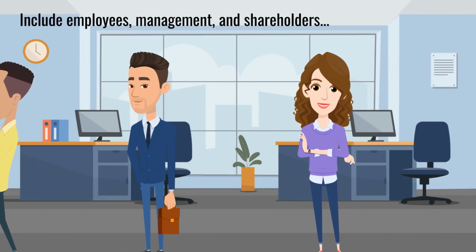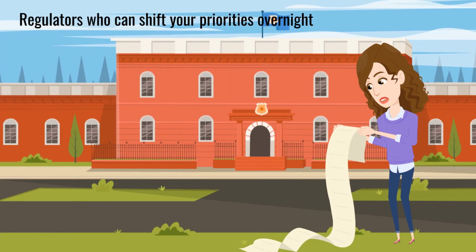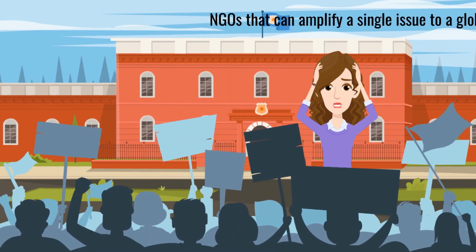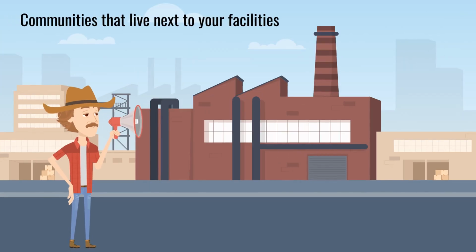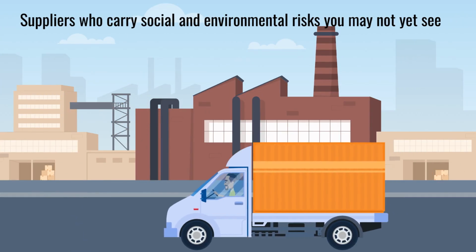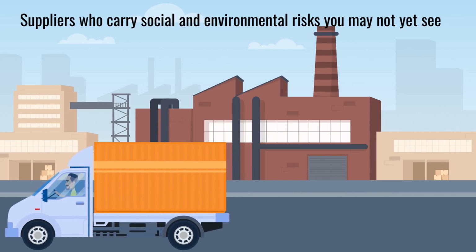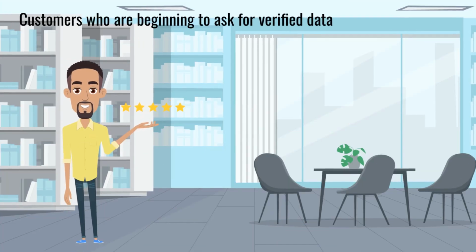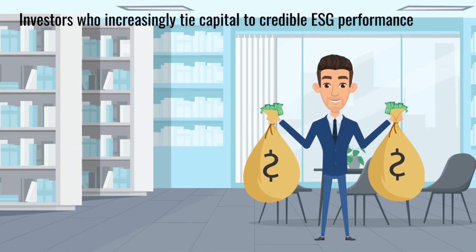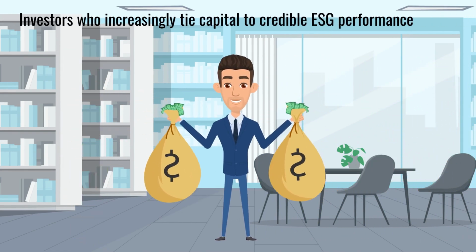But the real clarity comes when you widen the lens. Regulators who can shift your priorities overnight. NGOs that can amplify a single issue to a global audience. Communities that live next to your facilities. Suppliers who carry social and environmental risks you may not yet see. Customers who are beginning to ask for verified data. And investors who increasingly tie capital to credible ESG performance.